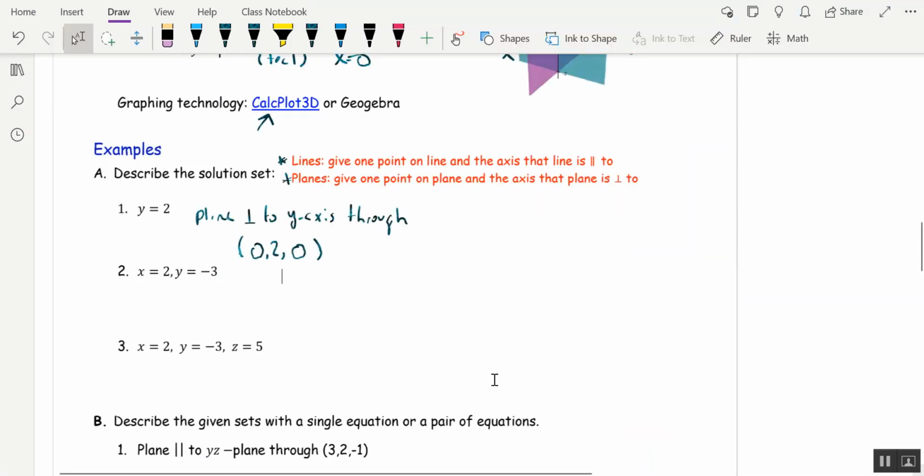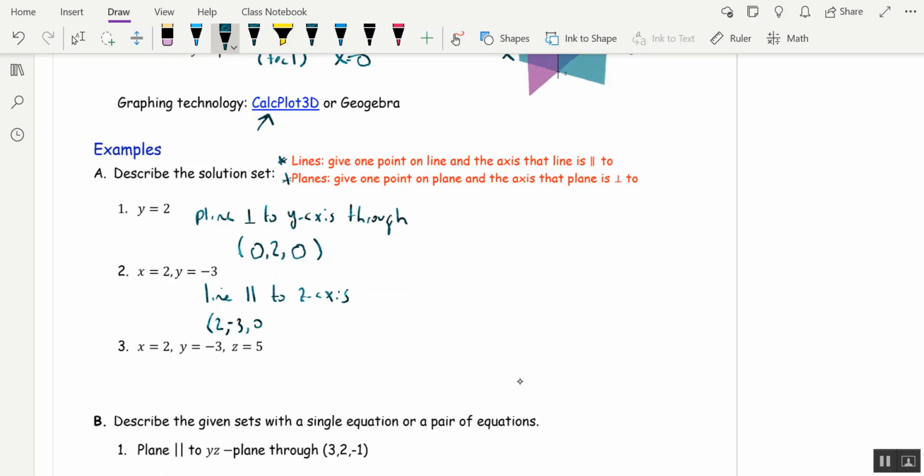Okay, next one. x equals 2, y equals negative 3. Well, now both x and y are specified, so there's 1 degree of freedom. z is free. So in this case, we're going to get a line parallel to the z-axis, because z is free, and a point that it passes through. Well, we know x has got to be 2 always. y's got to be negative 3 always. z can be literally anything. I'll just choose 0. So let's visualize that on CalcPlot 3D.